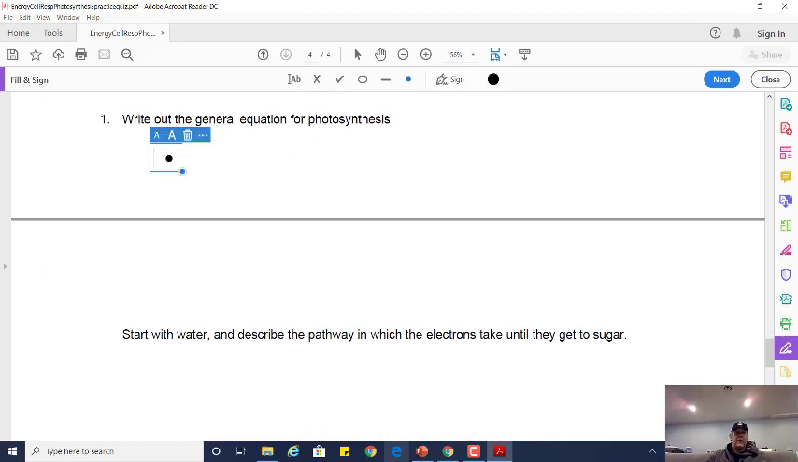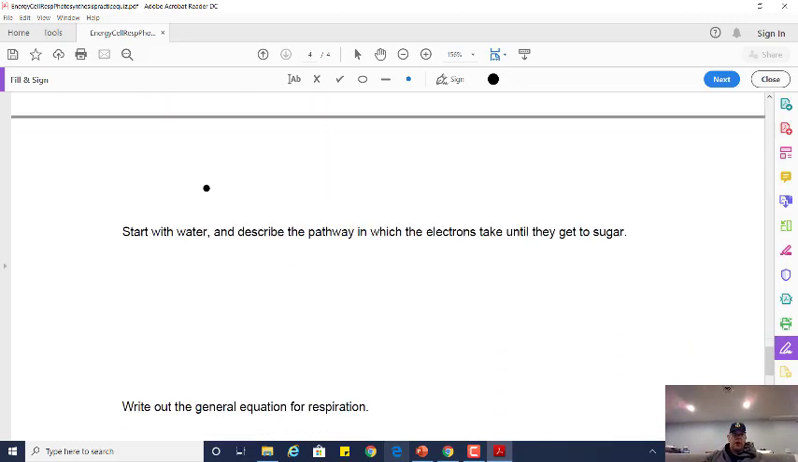So going on to, if you were to write out the general equation for photosynthesis, that would be carbon dioxide plus water plus light is going to make glucose and oxygen.